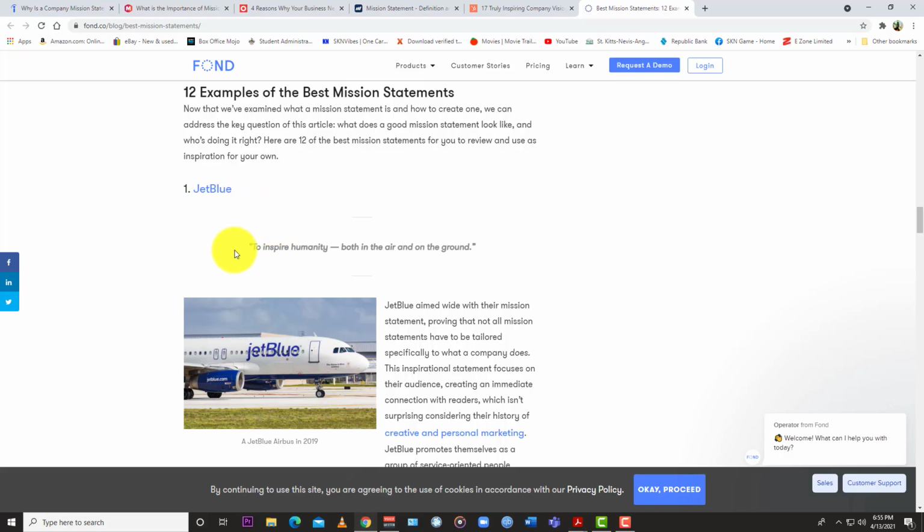JetBlue, everybody knows JetBlue, a very economical airline: to inspire humanity both in the air and on the ground. So if you see JetBlue having all these rock bottom deals, these different ways of transporting persons, you know why? Because they're here to inspire persons both in the air and on the ground.